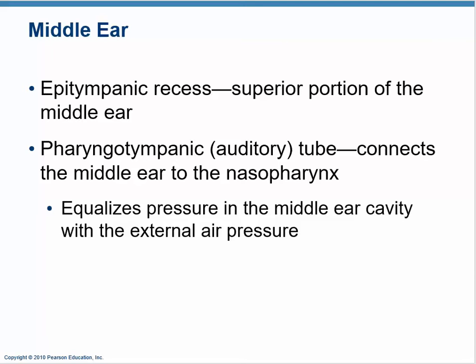The pharyngeotympanic tube is the one that goes down to the nasopharynx. So it enters in behind your nose, and it's used for equalizing the pressure. That's why if you block your nose and blow your nose, you will actually hear it. You'll feel the pressure against your eardrum. We used to call them the eustachian tubes.